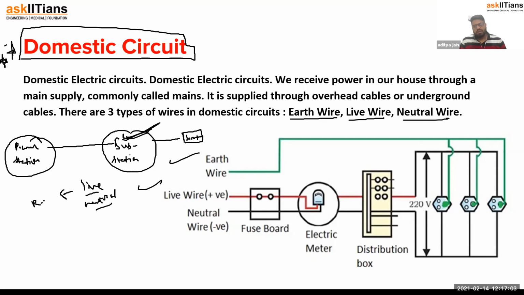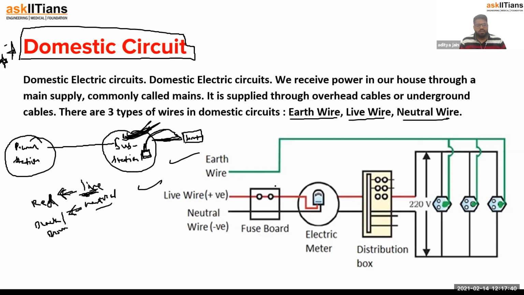Live wire generally has a red color, as you can see in the domestic supply. Neutral wire can have a black or brown color. So what is live wire? Live wire carries the current or supply. What is neutral wire? Neutral wire is the wire which is buried deep inside the earth at a substation near your house. So from there the neutral wire is coming, and the live wire is taking the electrical supply and coming to your house like this.